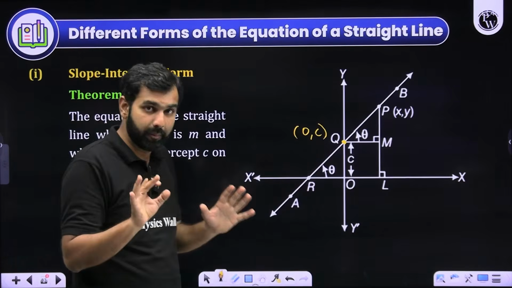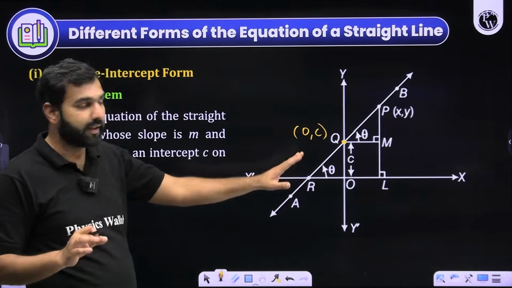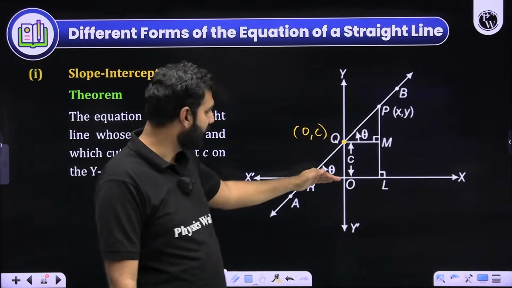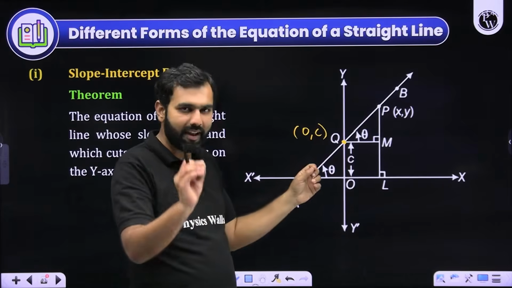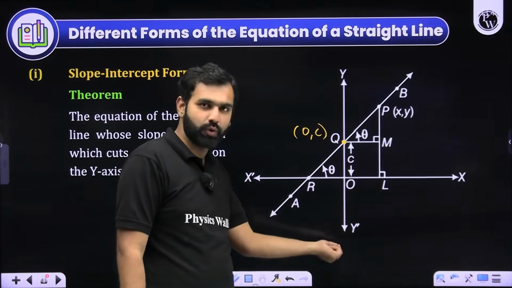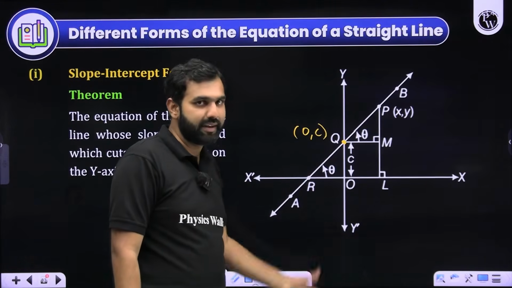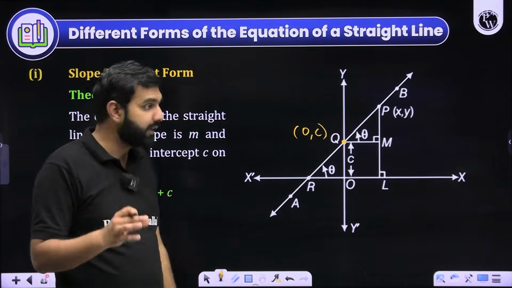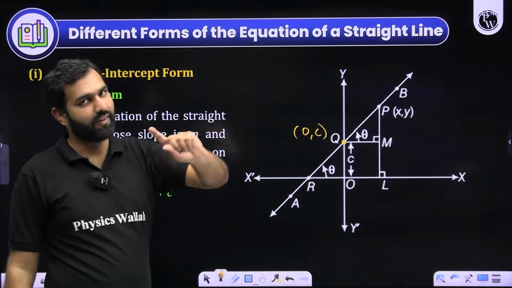C, I hope you'll remember, could be negative or positive depending on the part where the y-axis is intersected. If it is above the origin, the value of c will be positive. If it is below the origin, the value of c will be negative. So that is (0, c), the y-intercept, the point where the line intersects the y-axis.